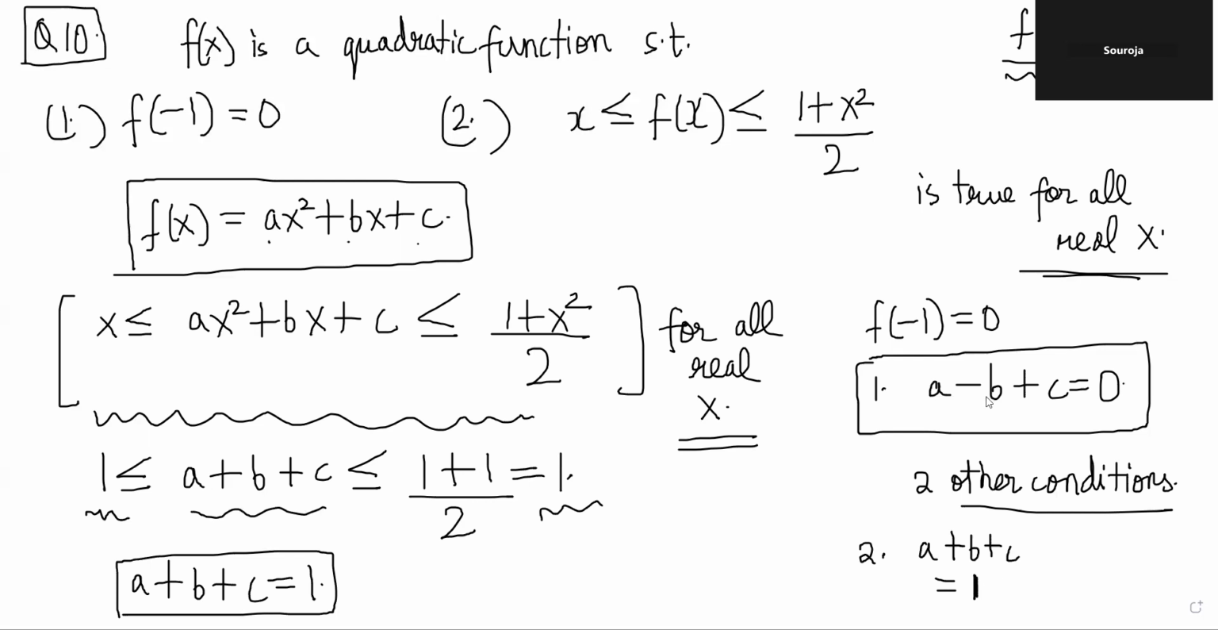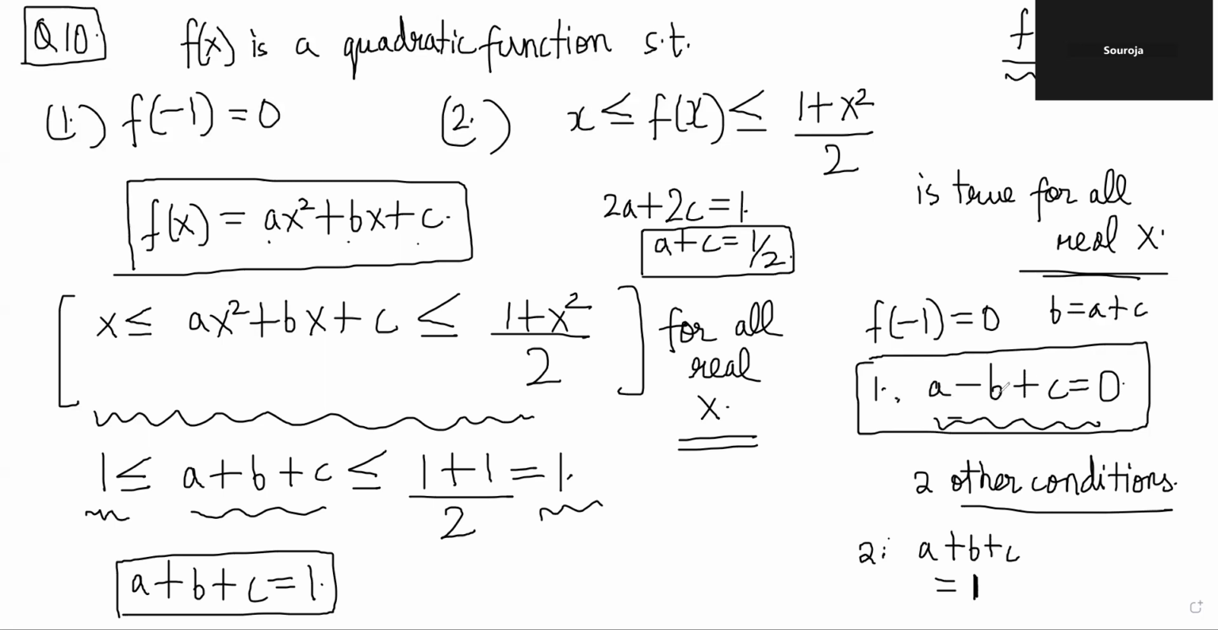If I add it to the first condition, I'll be able to cancel the b and I will get 2a plus 2c is equal to 1. So a plus c is coming as half, right? Do you understand? And notice that if we know the a plus c value, then we can say the b value also, because b is equal to a plus c from here. Correct? We have gotten a plus c is half, so b is equal to half, right?